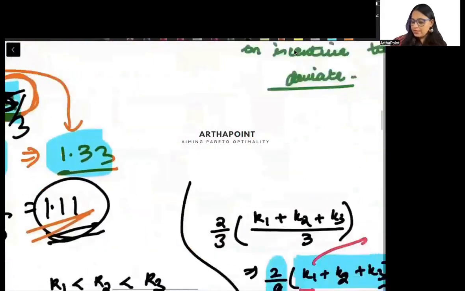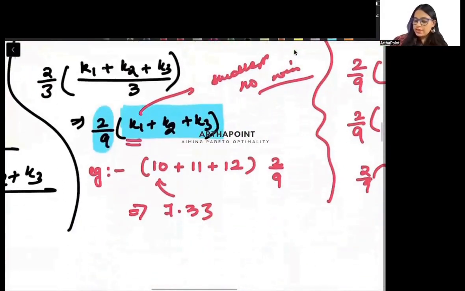Meaning, if you look here in the first case, who is winning? Person one was winning, right? If I look here, person one was winning, so what will the third person say? Arey, 2/9 into this sum is coming out as 7.33. I want to announce a number closer to 7.33. He will have an incentive to deviate and he will try to announce a lower number.